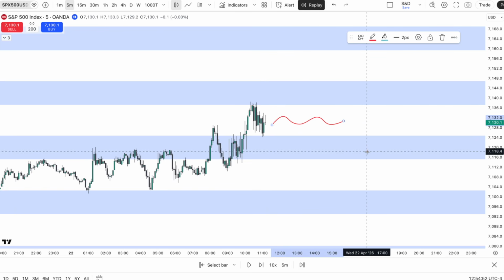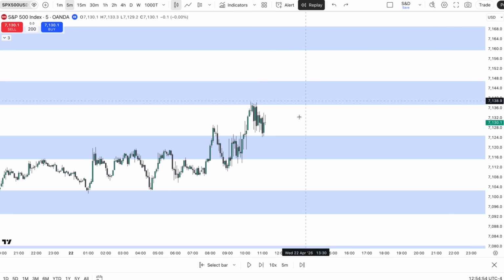We can also call this type of trade a mean reversion trade, and it's the exact trade we're looking to avoid because of its lower probability.